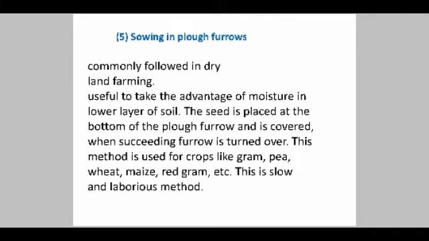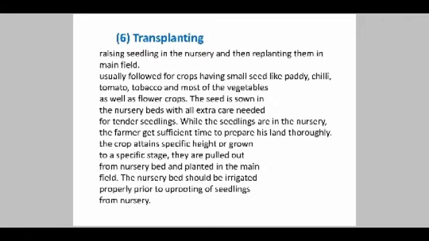When the succeeding furrows are turned over, the seed is covered. This method is used for crops like gram, pea, wheat, maize, and red gram, but it is a slow and laborious method. So it is used very little on some farms.